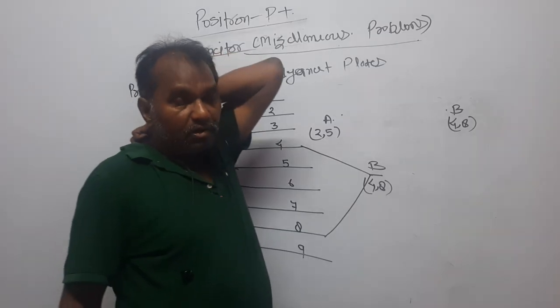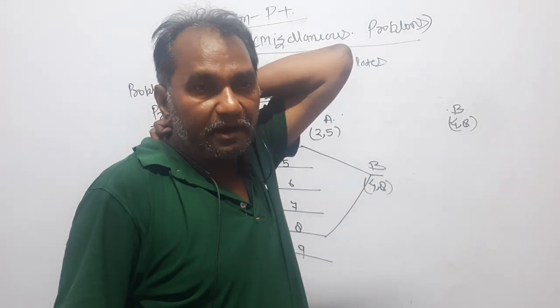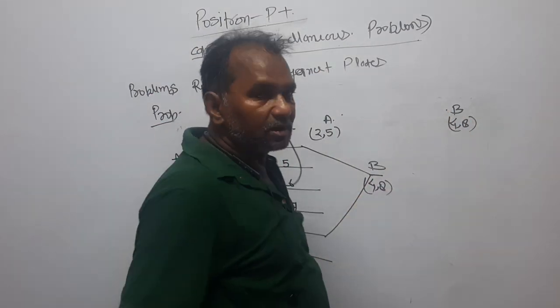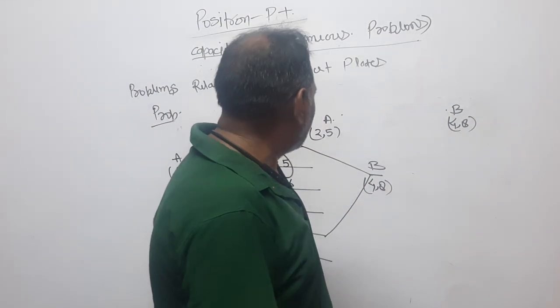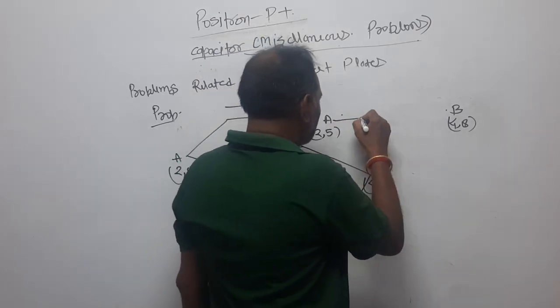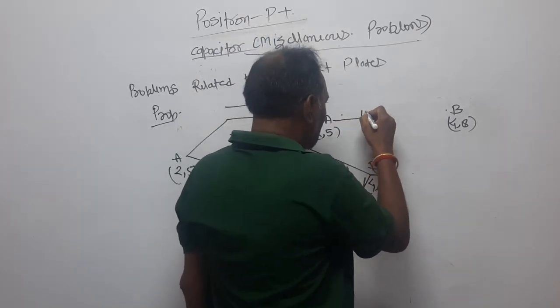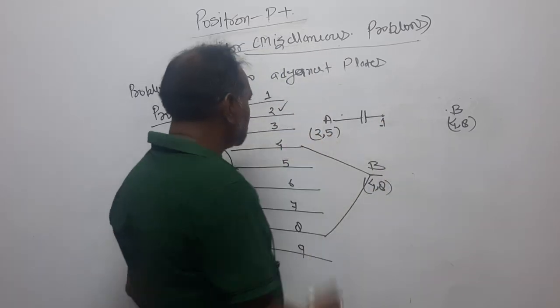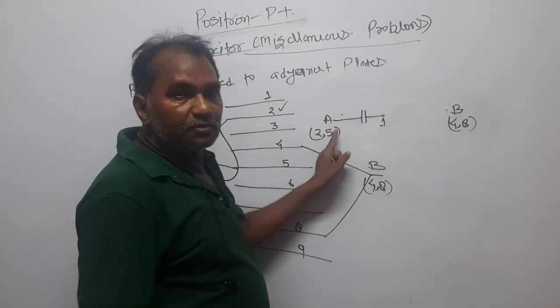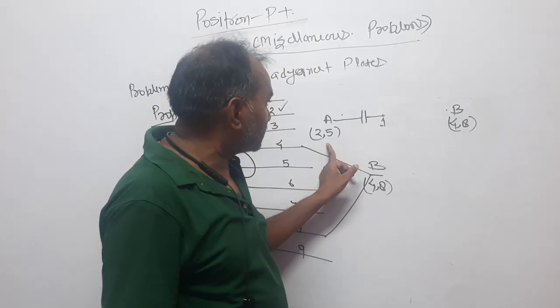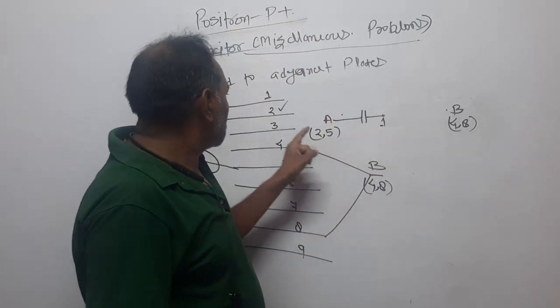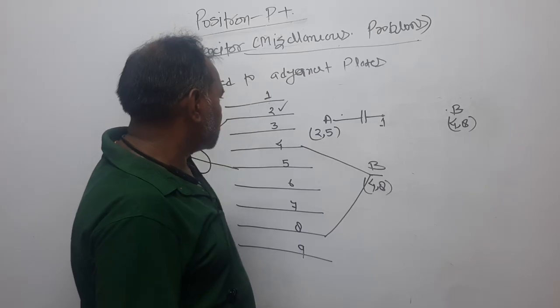1 and 2 are making one capacitor. Here is 2, but 1 is not connected to either A or B. So with 2, I am connecting a plate, and giving it number 1. So between 1 and 2, this capacitor comes.